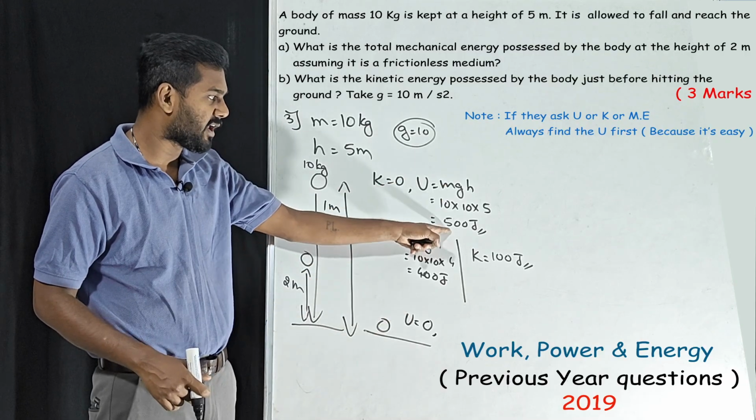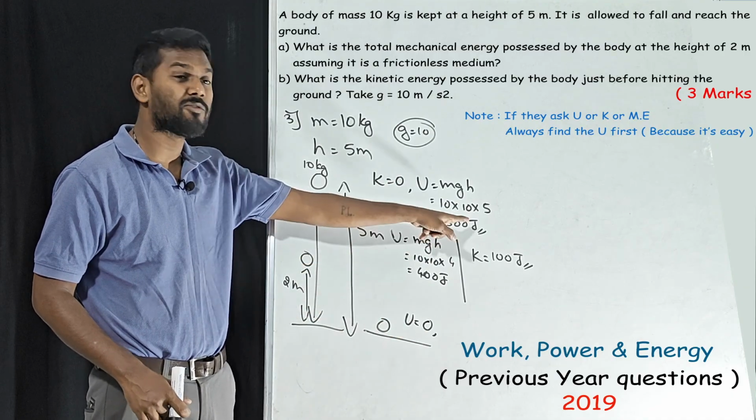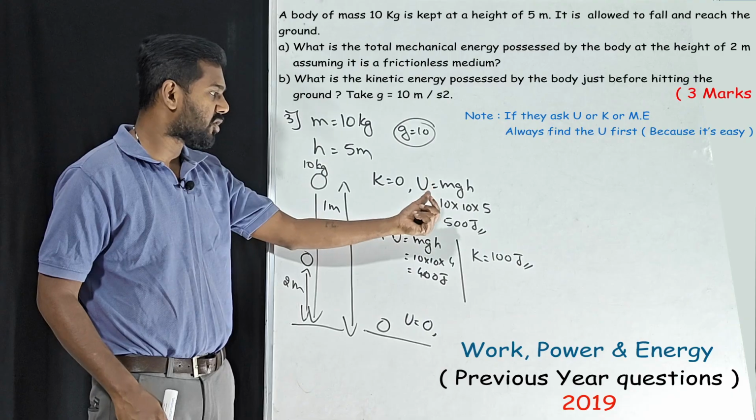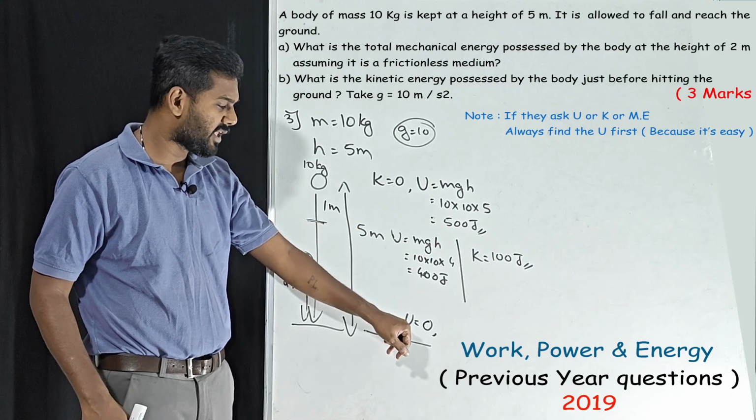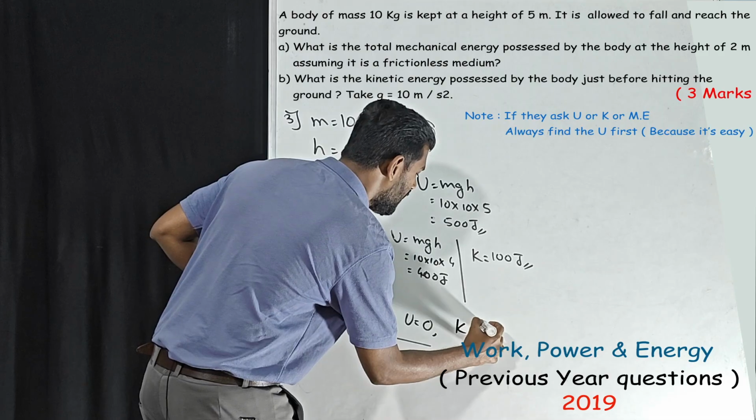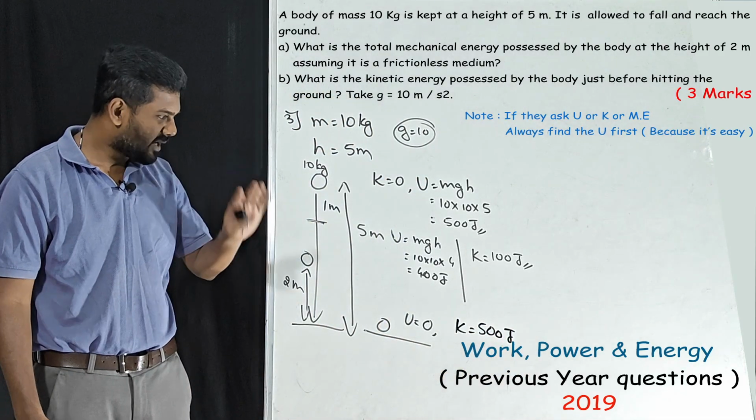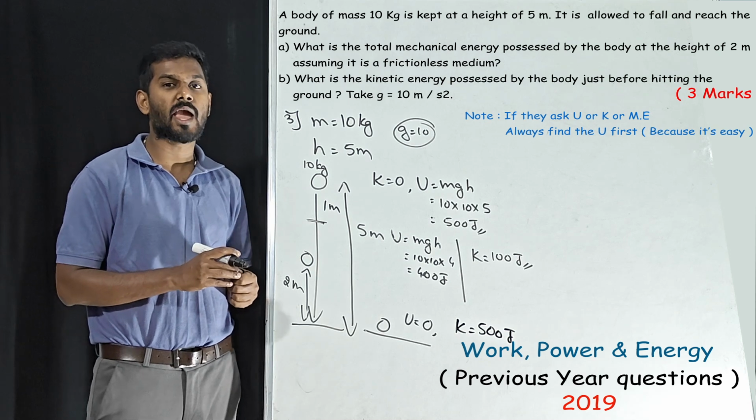Initially it was 500, now it is 0. How much lost? I have to always compare with the initial value only. So initially it has 500 joules, now it is 0. How much is lost? 500. So kinetic energy will be 500 joules. Next, we'll talk about total mechanical energy.